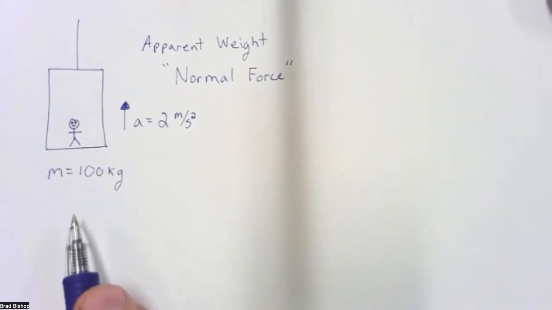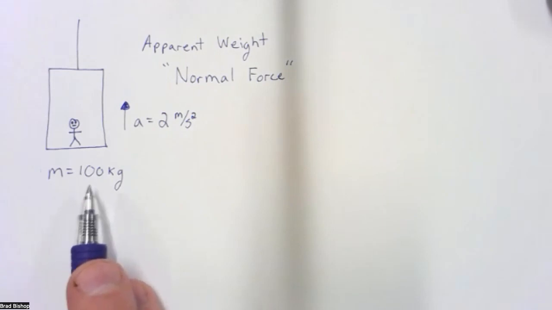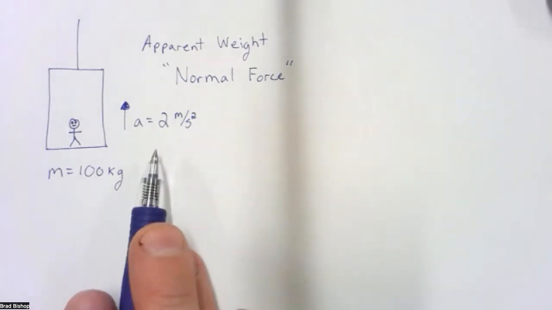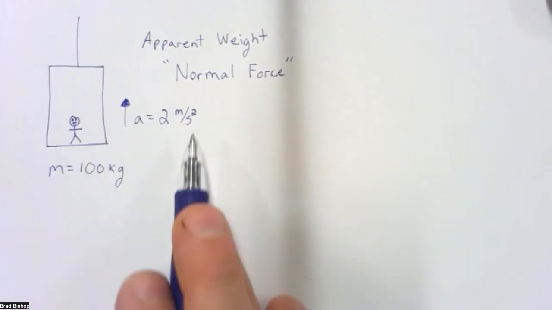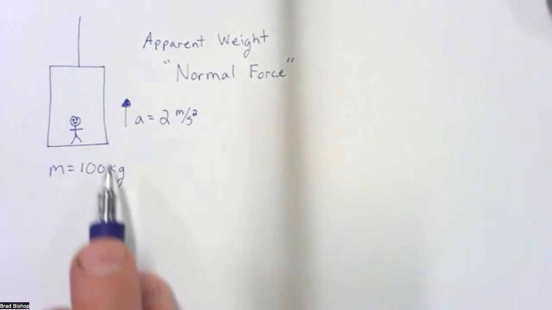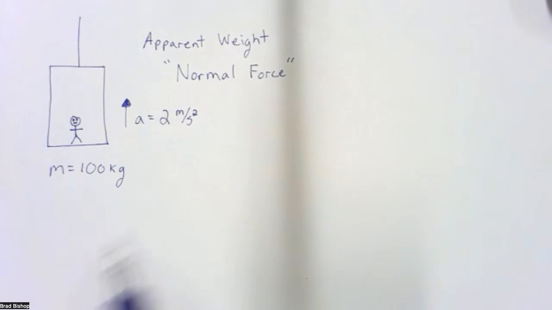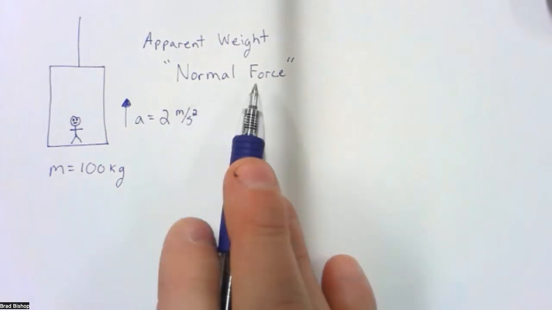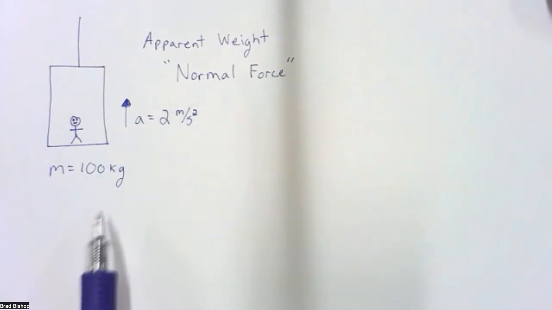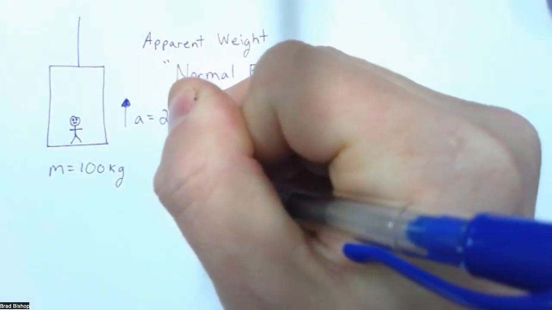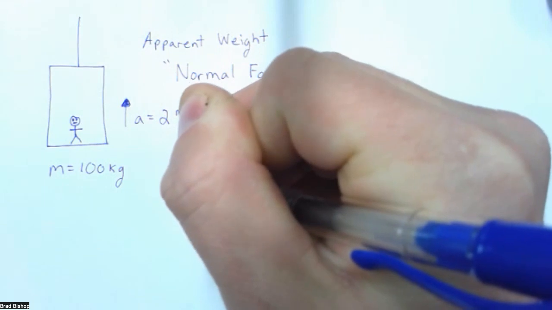So here's our problem. Our person has a mass of 100 kilograms. The elevator is accelerating upwards. And our question is, what is the apparent weight that this person is experiencing, which is really just saying, what's the normal force? So anytime we're doing a force problem, the first step is always to draw a free body diagram. So here's our free body diagram.